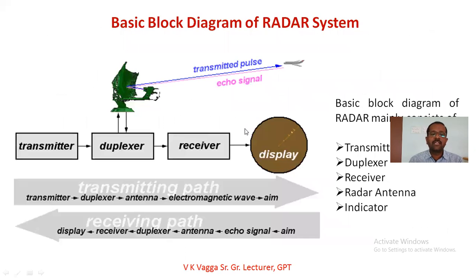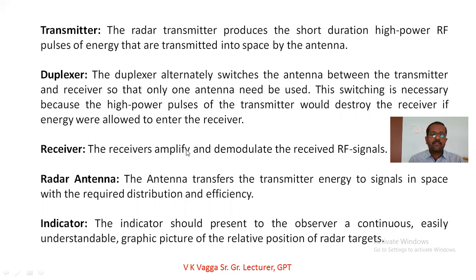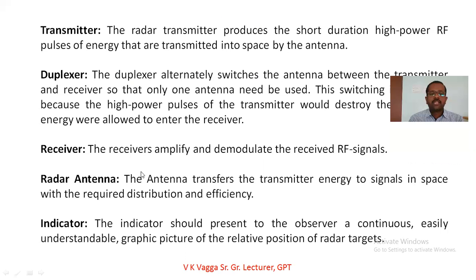So that means if there is no switching, whatever signal has been transmitted may enter into the receiver here. In order to block that, it gives the connection either for the transmitter or for the receiver, only one. Okay, and after that, the receiver is going to amplify and demodulate the received RF signal.